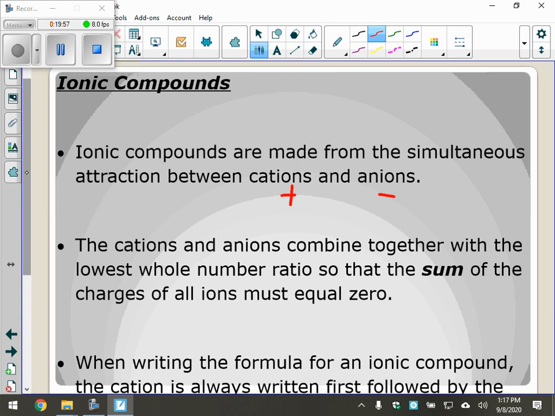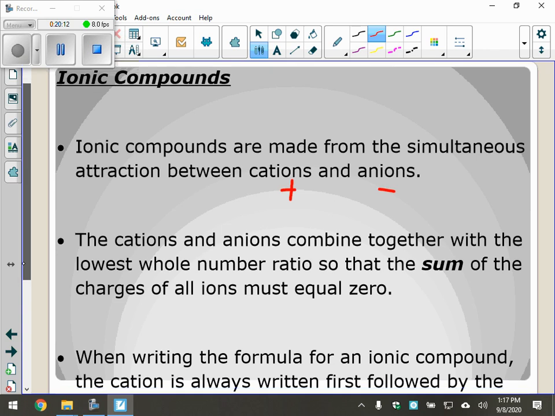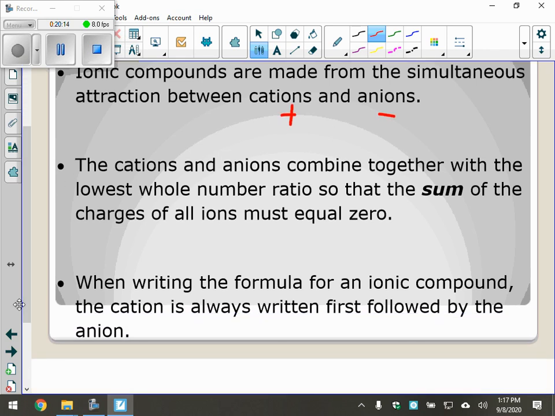positives and negatives. We're going to look at that again this year, crystal lattice. They always take on that shape, plus minus, plus minus, plus minus. It's magnets. That's how they're attracted to it. That turns out to be really good, strong. They stick together really well. The sum of those positives and negatives has to be 0. That's the key, right? Overall, they're neutral.